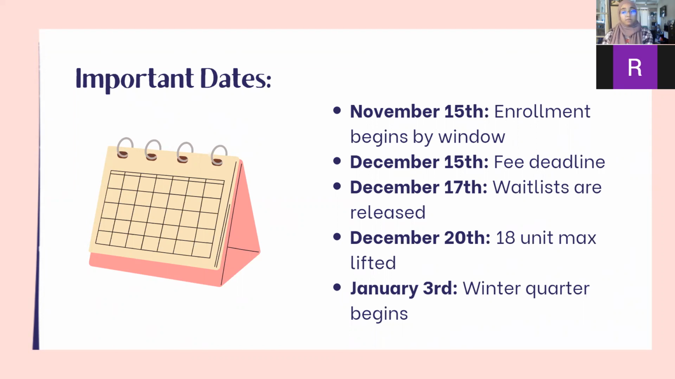A month from that is the fee deadline. So make sure you pay your tuition by then, otherwise they'll drop you from your classes. December 17th is when waitlists are released. December 20th is when they lift the 18 unit max. So up until then, you can only enroll in 18 units. Past that, you can petition to enroll in more. And then January 3rd is when the winter quarter begins. So just a couple of days to keep in mind.